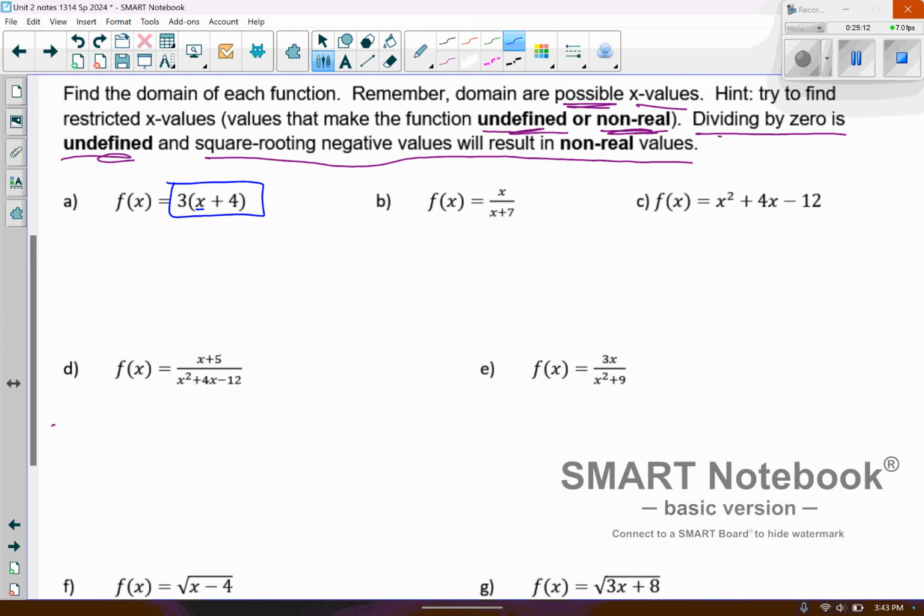So if you look at the first one, I don't see any fractions or square roots. So basically, I can plug in whatever I want for x. Any positive, any negative number, I can plug in 0, whatever I want. So my domain for this is actually negative to positive infinity. There's no limitation on that.